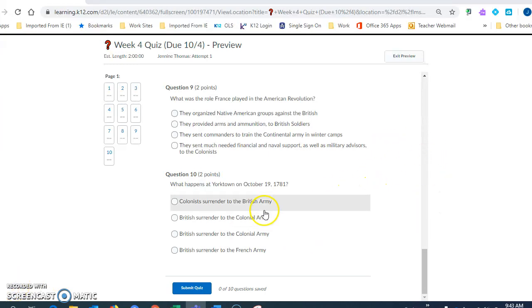Looking at this, let's go back to question 10 here. We are noticing that B and C are the same answer option. So what we're going to have you do is have colonists surrender to the British Army as the first option, British surrender to the colonial army as the second option. Change this one to colonists surrender to the French army. So again, option C would be colonists surrender to the French army. And then British surrender to the French army. Which one of those answer options would be correct?